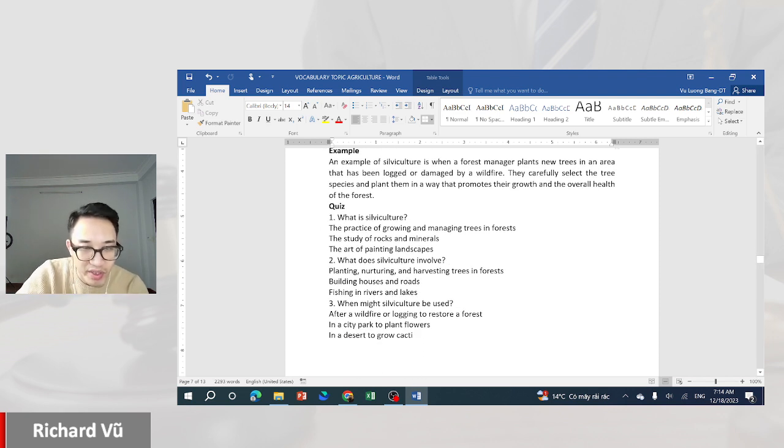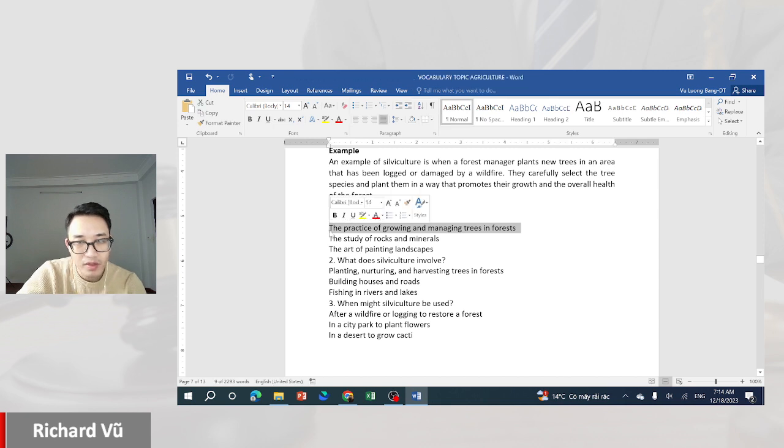Let's move on to some quiz. What is silviculture? Practice of growing and managing trees in forests, the study of rocks and minerals, or the art of painting landscapes. Which option is the correct answer? The correct answer is the practice of growing and managing trees in forests. It's quite easy, isn't it?